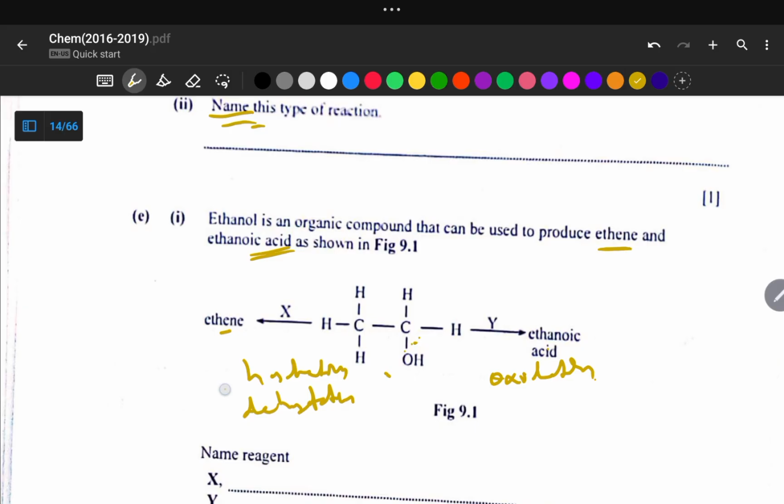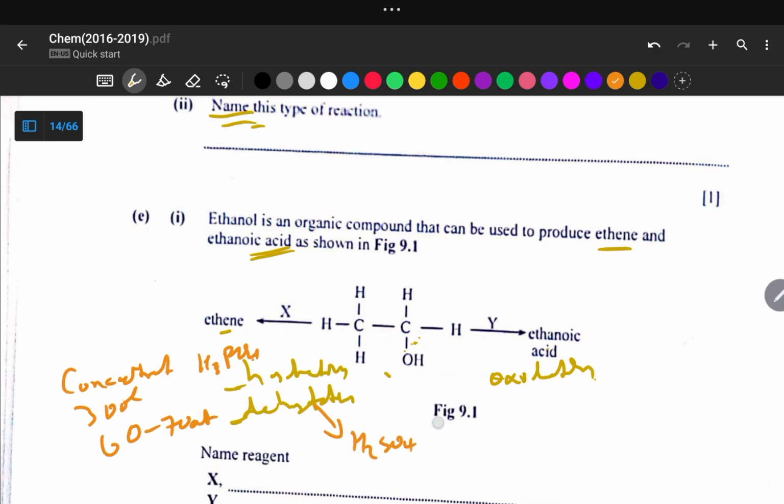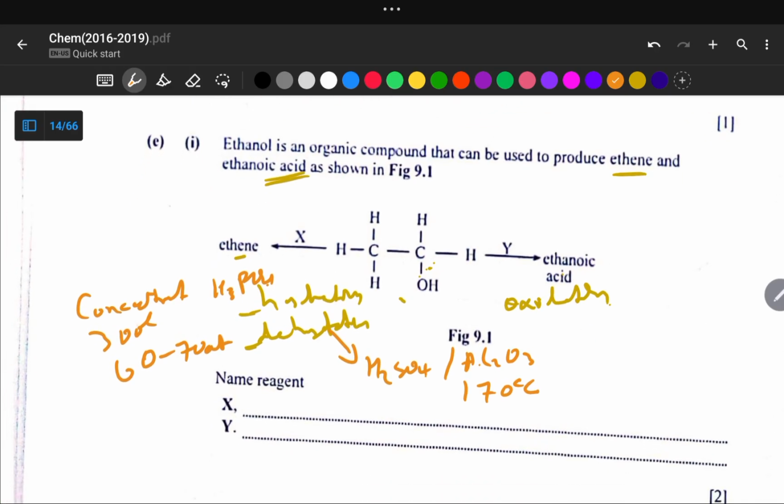So the conditions are for the hydration and the dehydration. For the hydration, we are simply going to have concentrated phosphoric acid at a temperature of 300 degrees Celsius at a pressure of 60 to 70 atm. And then for the dehydration, we are simply going to have concentrated sulfuric acid or aluminium oxide as the catalyst at a temperature of 170 degrees Celsius, right? So these are the conditions we are going to have.